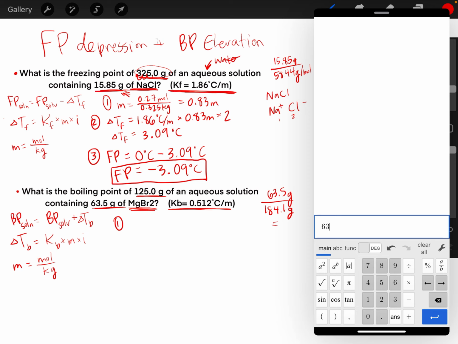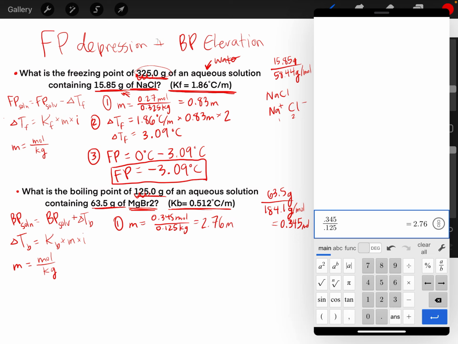So I'm going to divide that mass by the molar mass that Google just told me. And I get moles, oh my gosh, sorry, about 0.345 moles. So I'm going to plug that into my molality equation. It's going to be 0.345 moles, then I'm going to divide it by kilograms. Once again, I can move 3 spaces over. This becomes 0.125 kilograms. And so then I can say 0.345 divided by 0.125. That equals 2.76 molal.